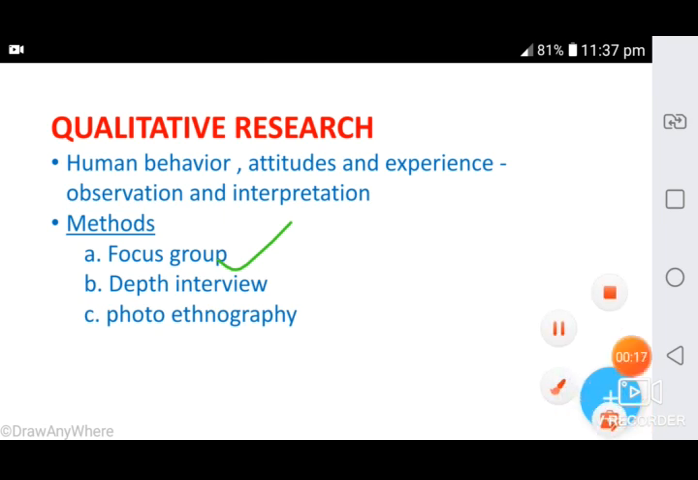Next one, depth interview. It is a direct personal interview, that is a one-to-one interview, conducted with a small group of respondents to gain insight and understanding of the problem at hand. That is depth interview. And the next one, photoethnography. It is a method wherein the researcher clicks pictures of behavior, attitude and emotions of the individual in different situations instead of asking questions. So focus group, depth interview, and photoethnography are methods of qualitative research.